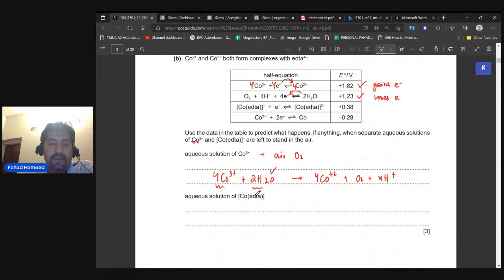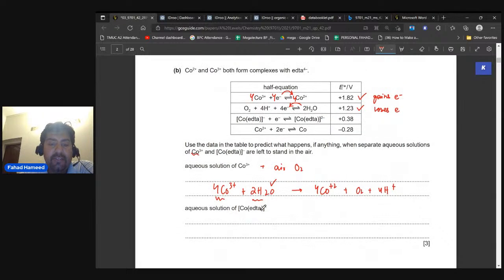An aqueous solution of cobalt with EDTA, which is a bidentate, which is a polydentate ligand. Cobalt with EDTA.